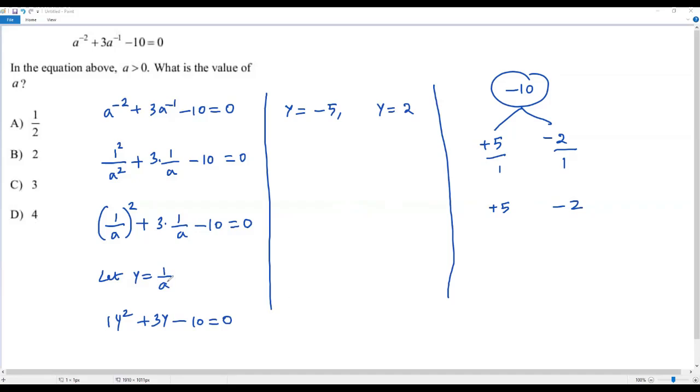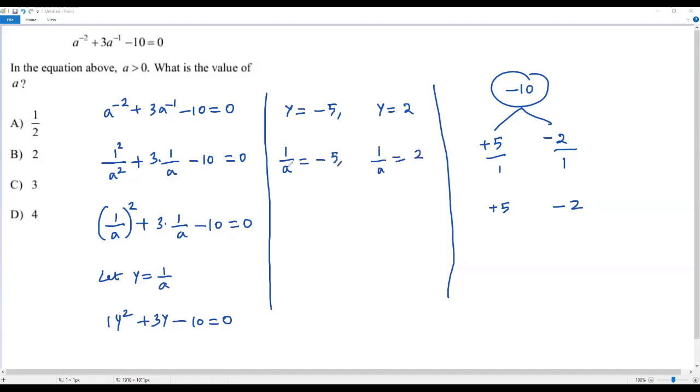Actually, y is a variable taken by us. It has to be replaced by the original expression, that is 1 over a. So now let me plug in 1 over a for y in these two equations. Then I get 1 over a equals negative 5, and 1 over a equals 2.